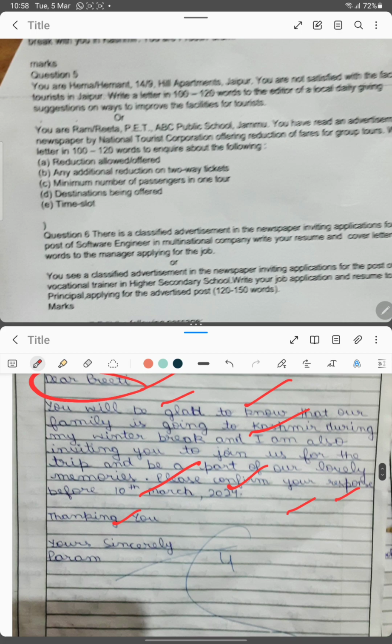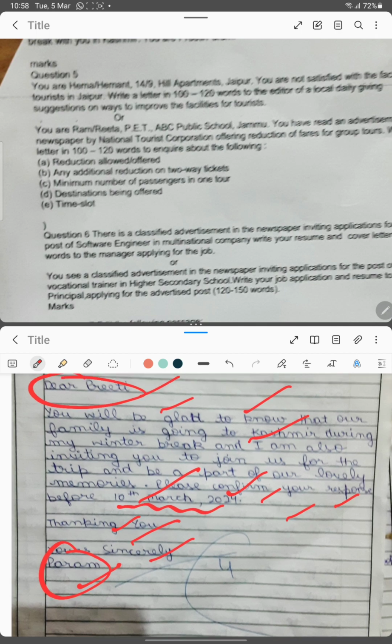This is an invitation and you will be waiting for a reply from her, a response from her. You have given the date here, 10th of March 2024. Thanking you, yours lovingly, yours sincerely. Okay. And at the end, name of the person writing the message.